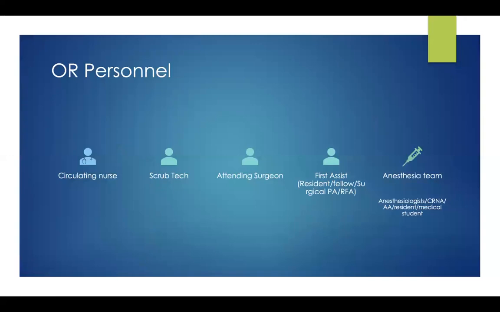So I'll begin with the OR personnel. I think it's really important to know all of the people that you're going to be working with through the day and for them to also know where you're at in your journey in surgery. So the first one is the circulating nurse. Now they have a lot of different roles, and I'm not going to go through every single thing, but they are very integral to the operating room flow.